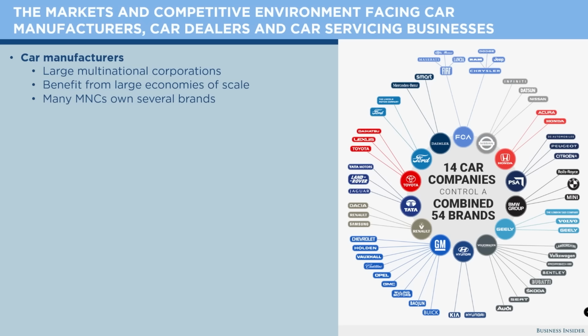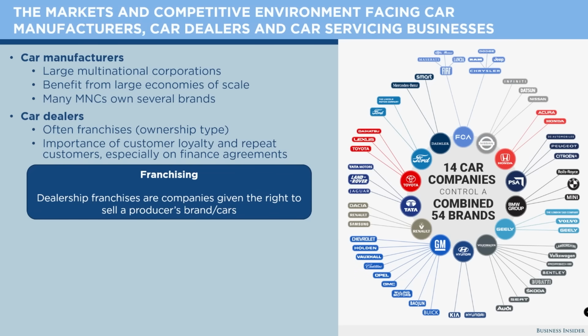So we talked quite a lot about car manufacturers already, so I'm going to move on to a different stage in this. Let's talk about car dealers. One thing that I think is quite important to be aware of when it comes to car dealers is the ownership type. A lot of car dealers are dealership franchises, and so it's worth making sure we're aware of what a franchise is and what a dealership franchise is. A dealership franchise is where a private company is given the right to sell a manufacturer's brand and cars.